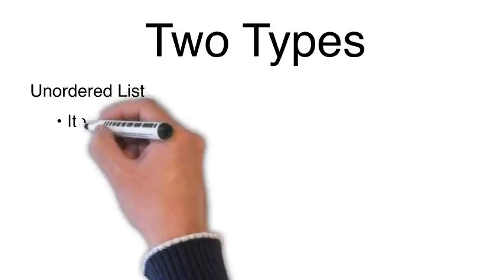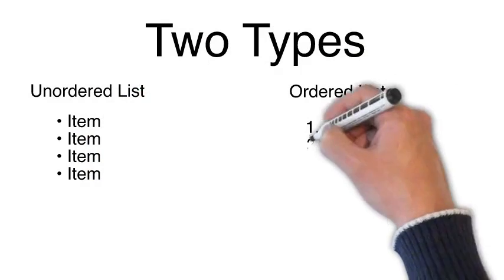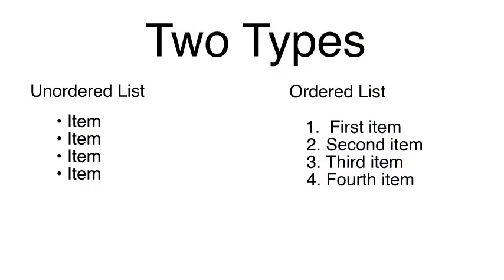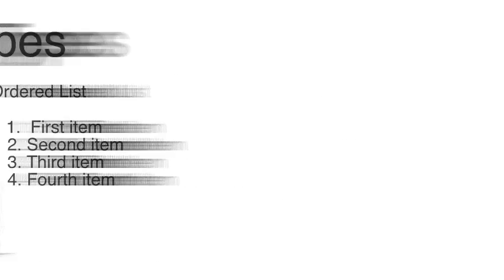So there's primarily two types of lists. One is the unordered list. That's where you're going to have a bulleted list of items, and those are not necessarily in a given order. And then the second is an ordered list. Usually those are numbered, first item, second item, third item, fourth item, in order of priority. Which one you choose depends on the data that you want to list.